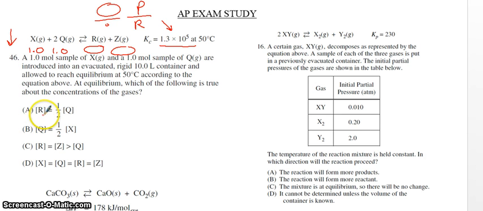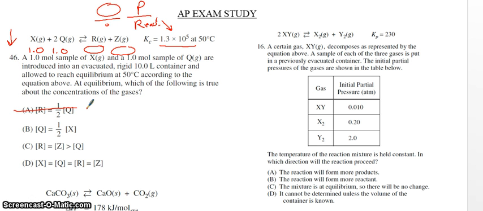A says that R will be half as big as Q, so it's saying that R will be less than Q. This is not true because we said R is a product, which means we have a lot of products. Don't get confused by the fact that this R is the same as this. This means reactants here. So this is incorrect because, in fact, we have quite a bit more R than Q, and we don't have half as much.